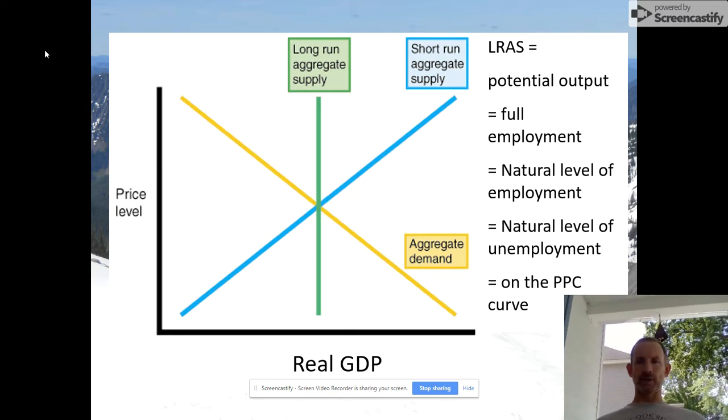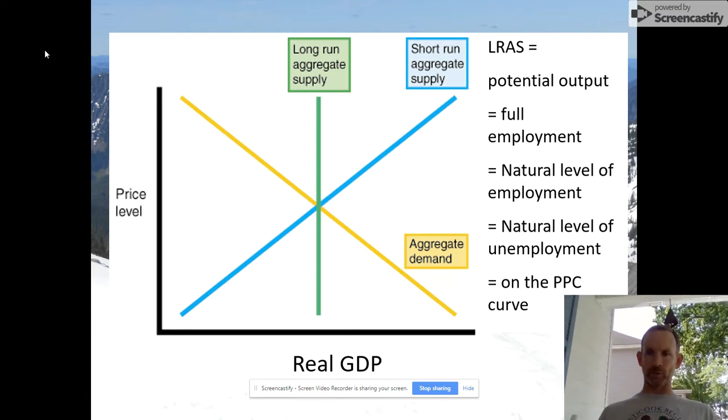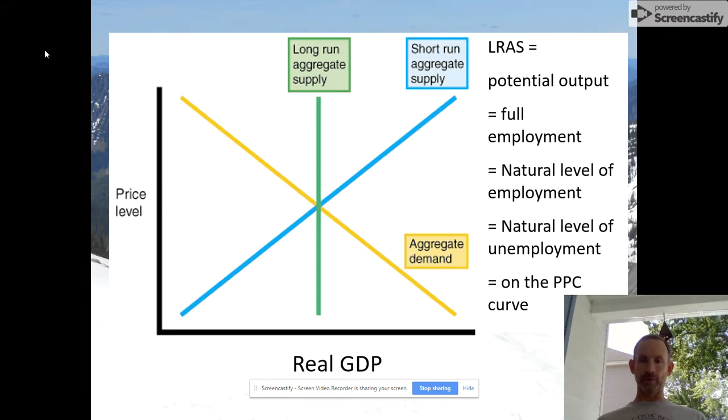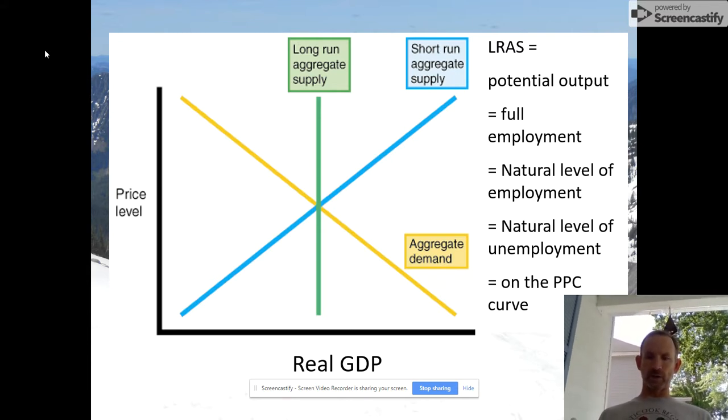The unemployment rate is around 4 or 5%, because remember, there's always a little bit of structural and frictional unemployment, but there's zero cyclical unemployment. So that's what's meant by full employment, or the natural level of employment, or the natural level of unemployment. All those really mean the same thing. This also means that we are on the PPC curve because our resources are fully employed. So all those mean the same thing, basically.